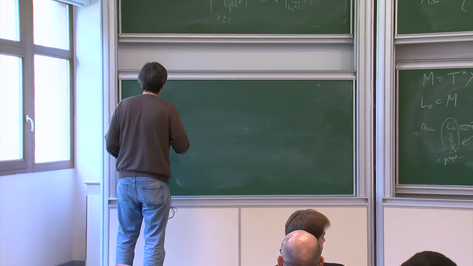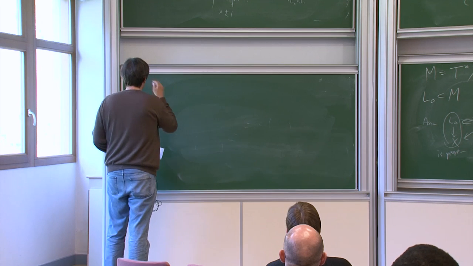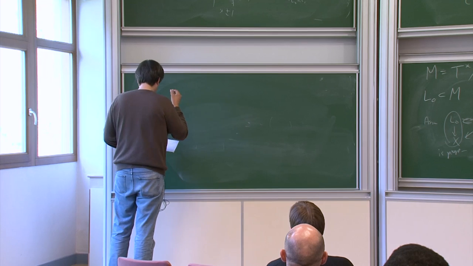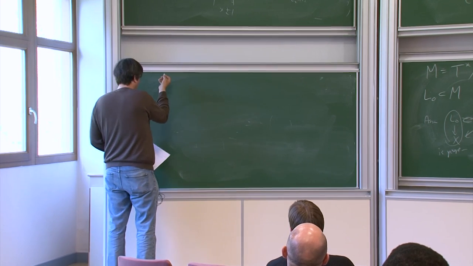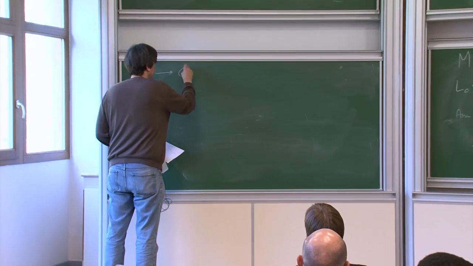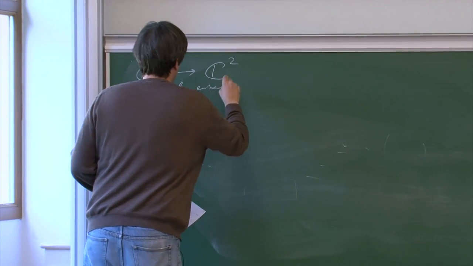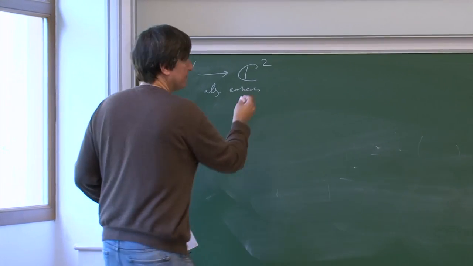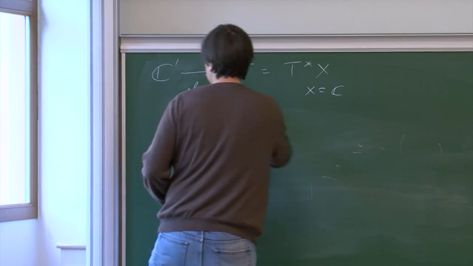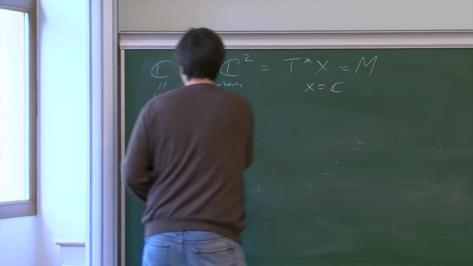For example, there is a tricky, very concrete example. Let's consider: one can construct an embedding of C to C square, an algebraic embedding. In the image, it will be the cotangent bundle to X, where X is C. And this will be a Lagrangian, which will be M. It will be my Lagrangian L0.